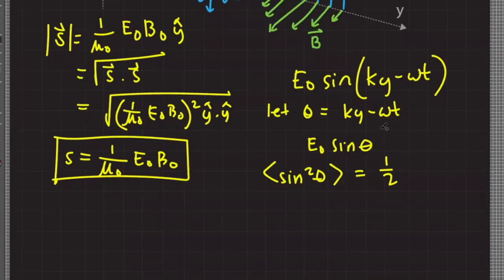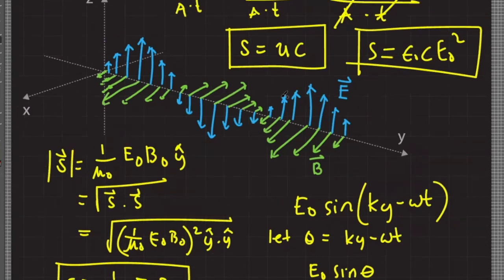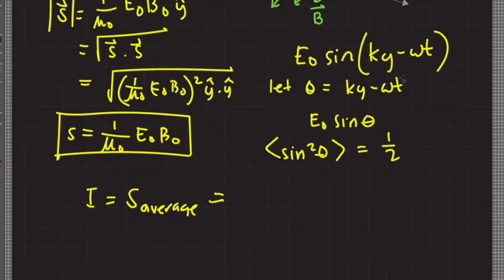Since we already established from the previous discussion that intensity is just the average value for the magnitude of the Poynting vector, then I'll just have to simply multiply this with 1/2 to get the magnitude of the intensity. So I'll have 1/2 epsilon naught c E sub 0 squared.